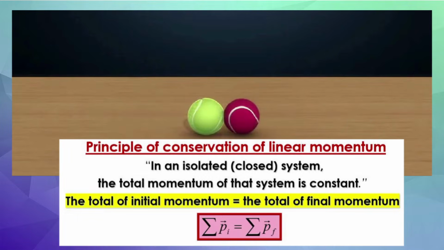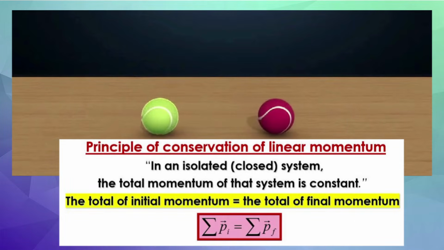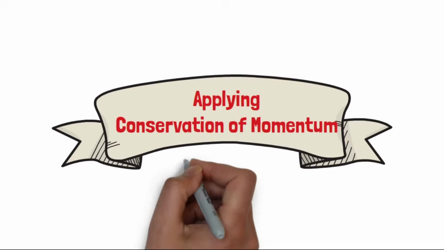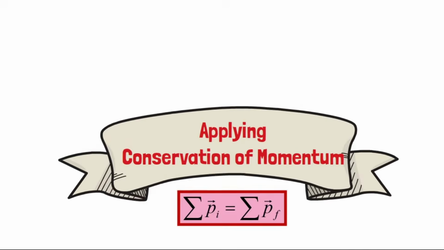So what happened after the collision? We can see that after collision, both balls are moving in opposite direction. Bola merah tadi dia bergerak ke kiri, after collision dia patah balik ke kanan. Bola hijau dia gerak ke kanan dan after collision dia bergerak ke kiri. Jadi semua kena ingatlah semula the principle of conservation of linear momentum, that total of initial momentum equal to the total of final momentum.